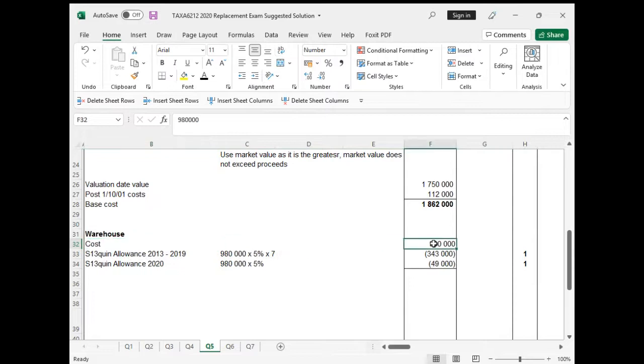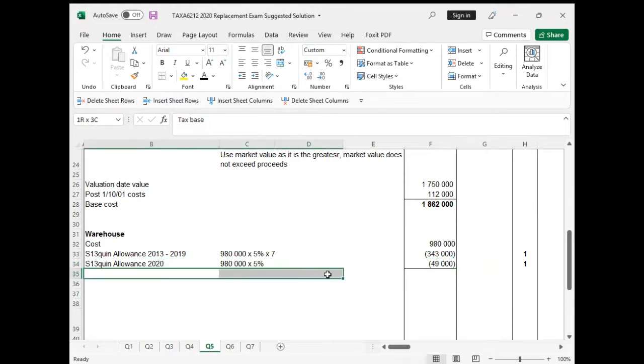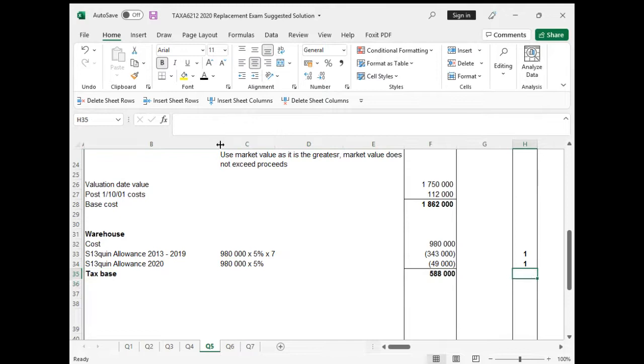We start with the cost, which is the 980. Then section 13 quin is 5%. Now that is also per year. We started in April 2013, so we would have done 2013, 2014, 2015, 16, 17, 18, 19 as the years before. Seven years is what we've deducted up to that date. Then for the current year, we would deduct another 5%. So our tax value at the date of sale is 588.